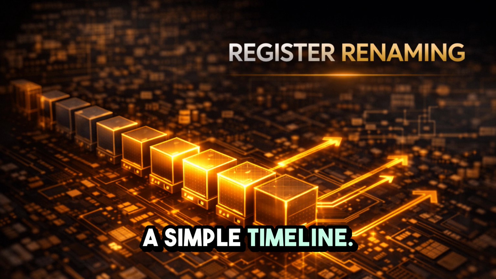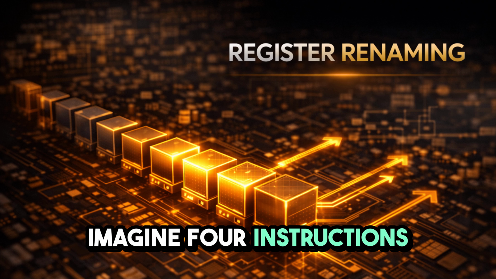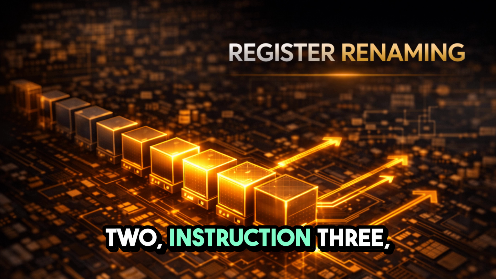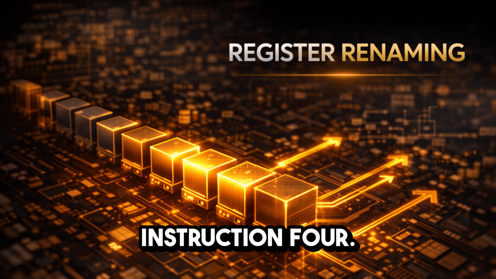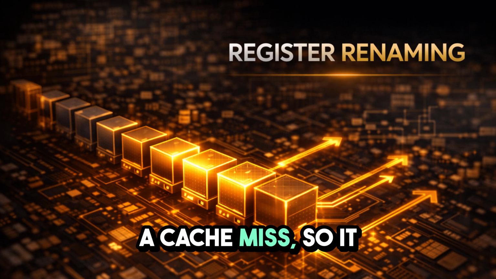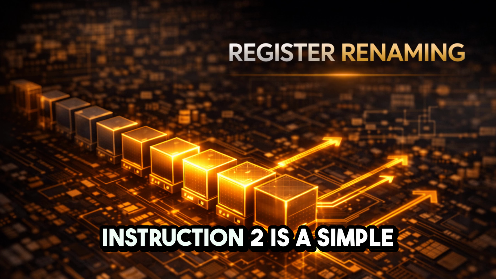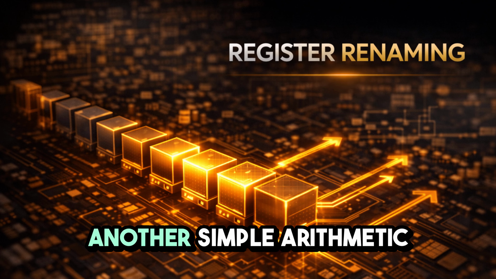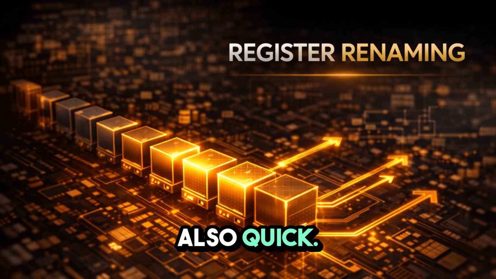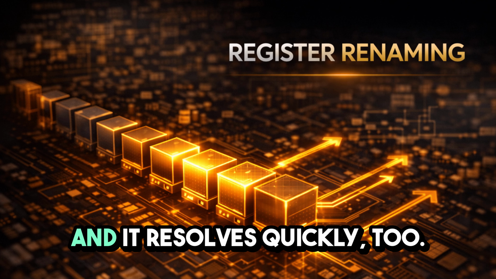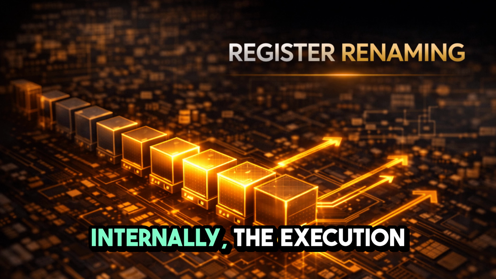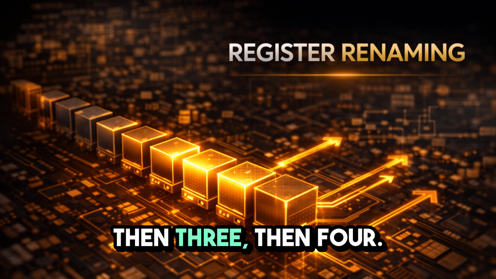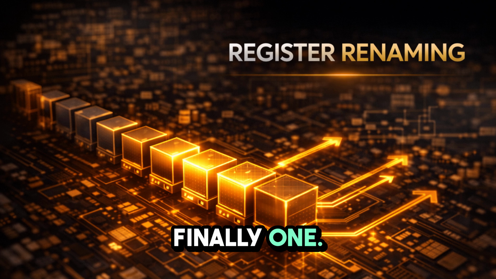Now let's look at a simple timeline. Imagine 4 instructions enter the machine in order: Instruction 1, Instruction 2, Instruction 3, Instruction 4. Instruction 1 is a cache miss, so it takes a long time. Instruction 2 is a simple add, so it finishes quickly. Instruction 3 is another simple arithmetic instruction, also quick. Instruction 4 is a branch, and it resolves quickly too. Internally, the execution order might look like this: 2 finishes first, then 3, then 4, finally 1.